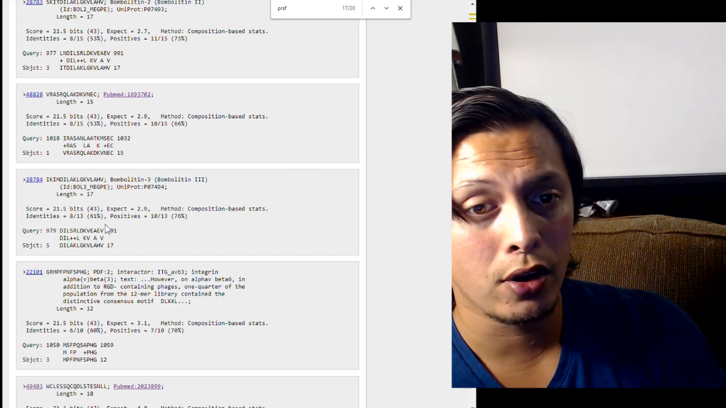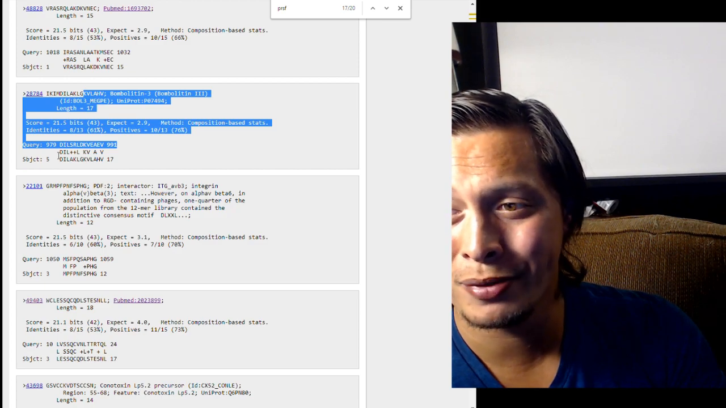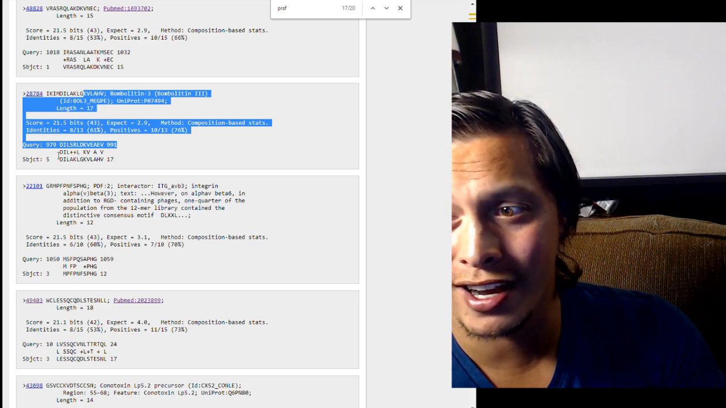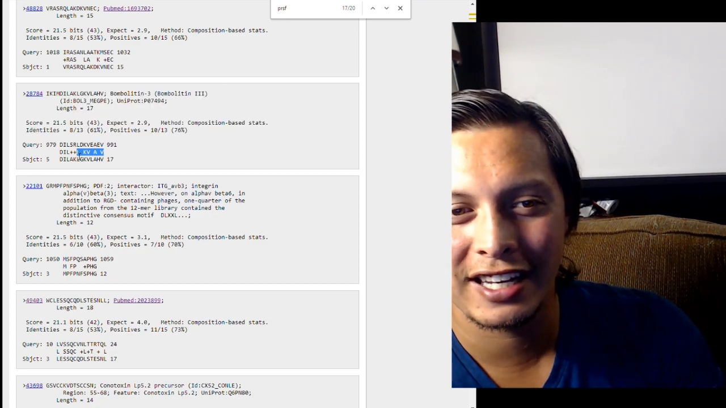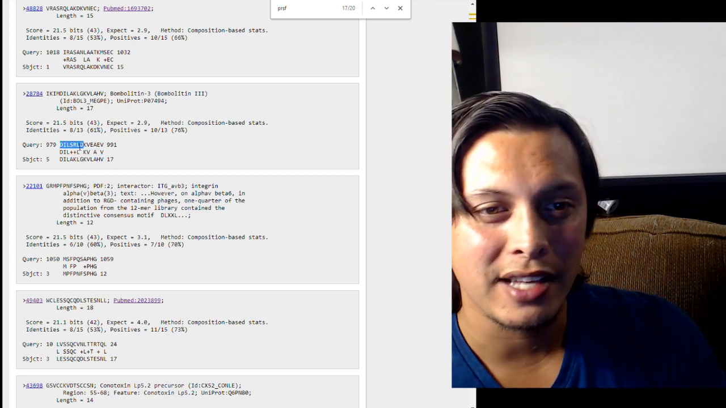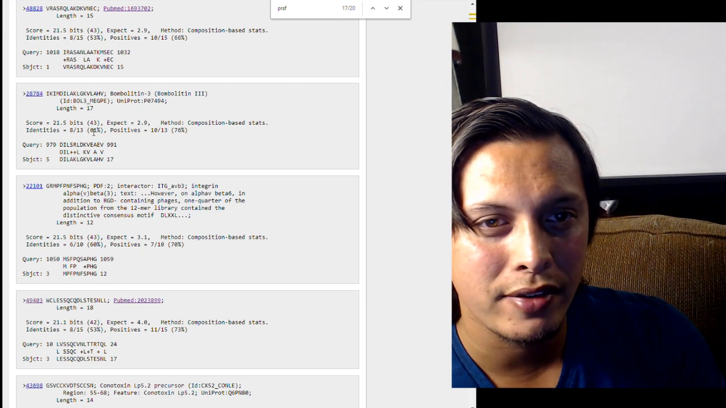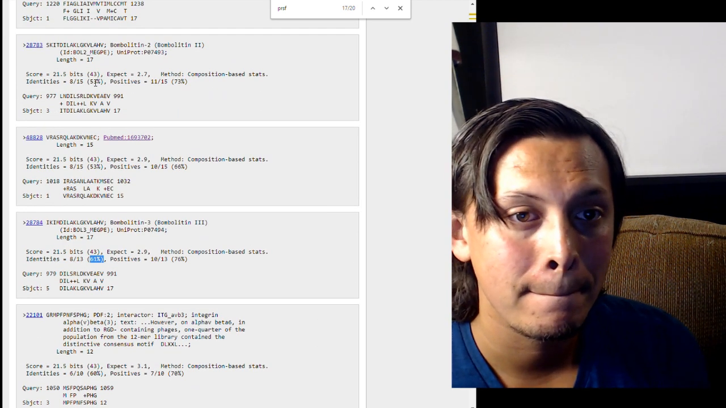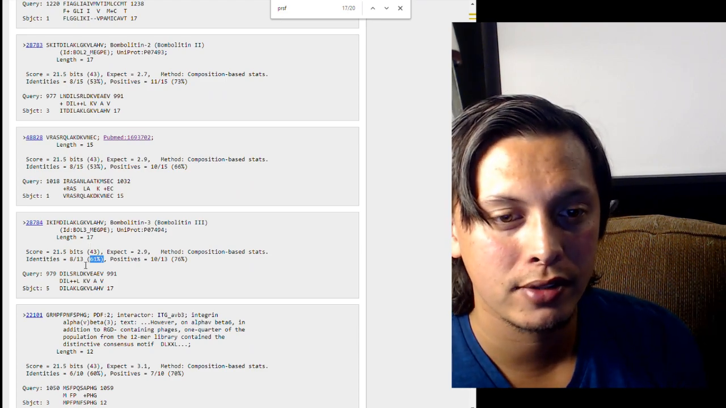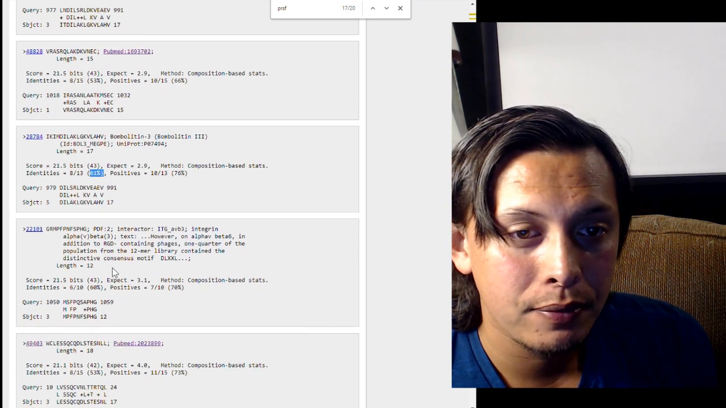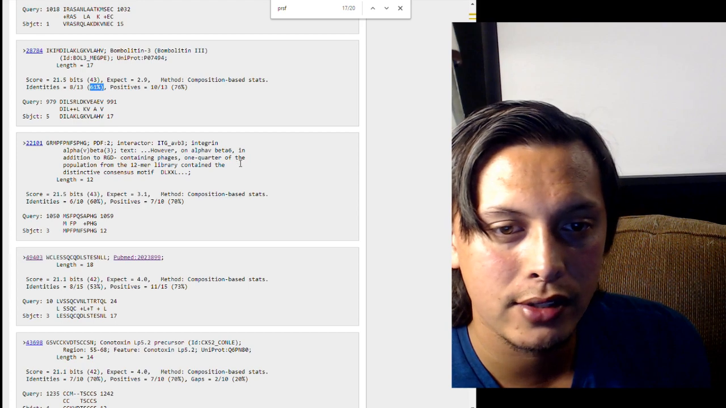Bombolitin 3, so yeah, another bumblebee or another bee toxin. So if you're allergic to those bee toxins, I would take extra precaution to try to not get that sequence in your body, because that sequence is pretty darn close. In fact, this one's even closer than the previous bombolitin. Oh, but this one's only 13 residues, and that's 17. So continuing, interactor with this, however, on alpha beta 2. Yeah, I don't see anything important here.